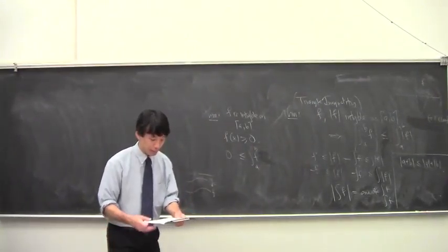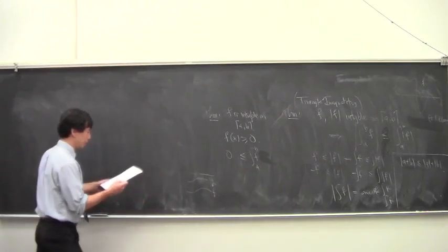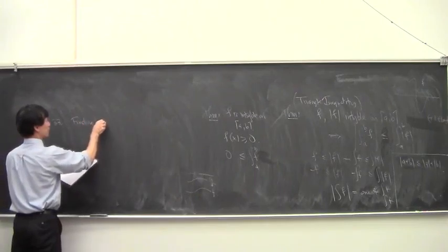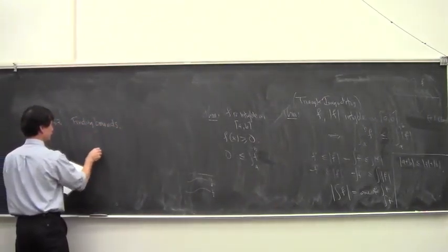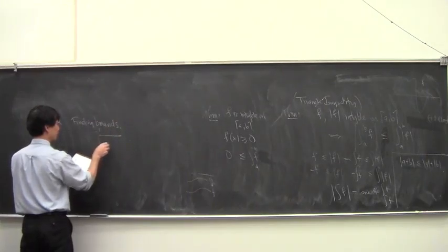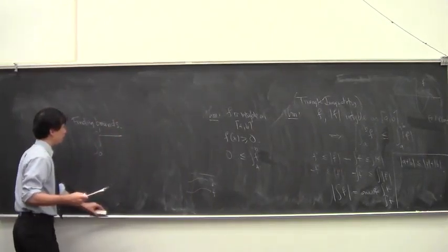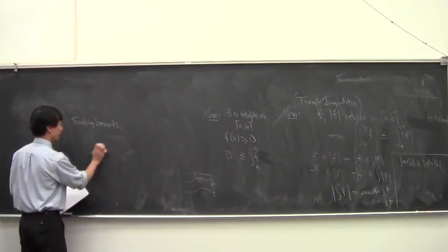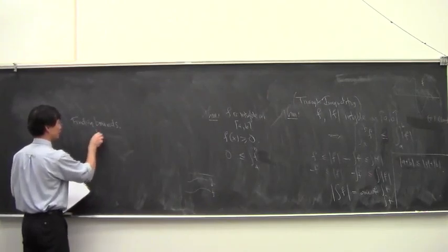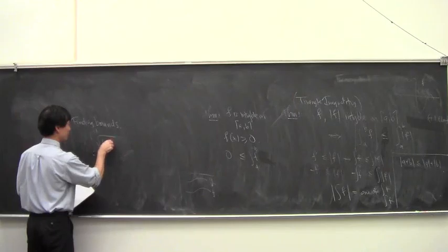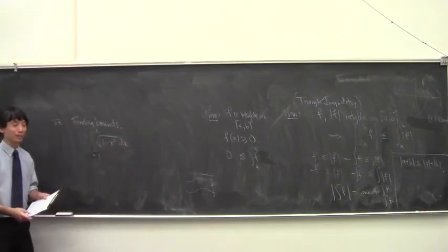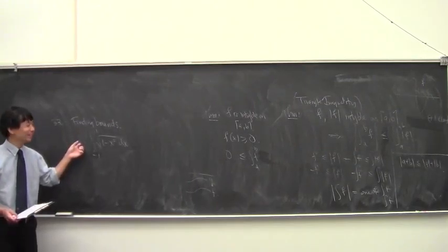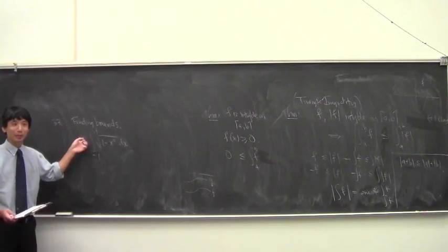Let me just do one quick example using this sort of thing. Number 33, finding bounds. Somebody gives you this crazy integral from, say, -1 to 1 of the square root of 1 minus x squared. It says, find the integral, right? You say, I don't know how to do that. I forget that this thing is a circle.